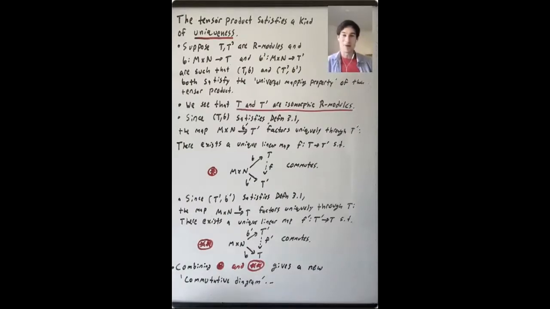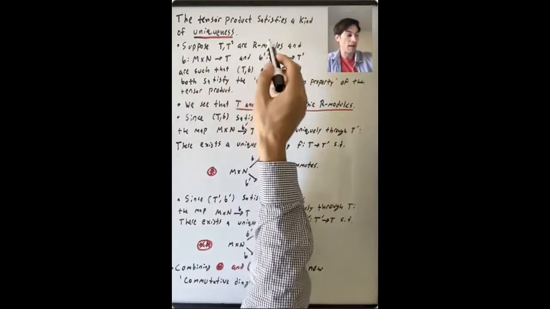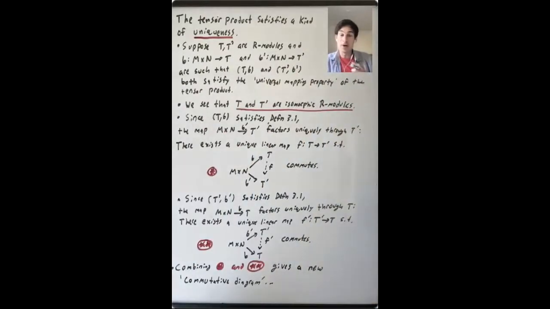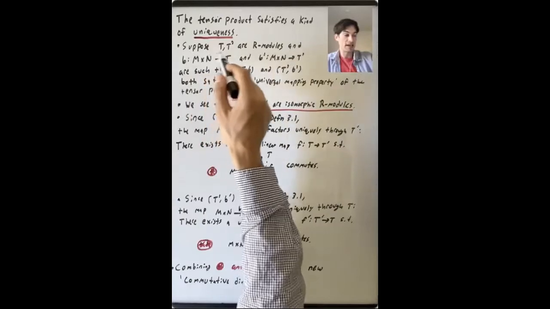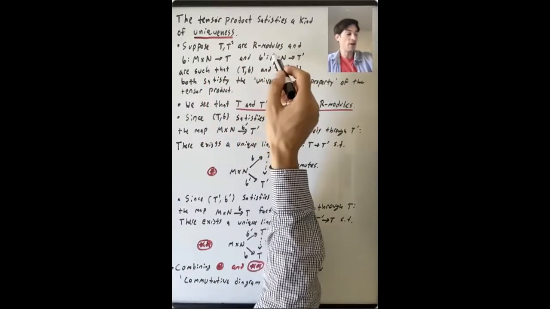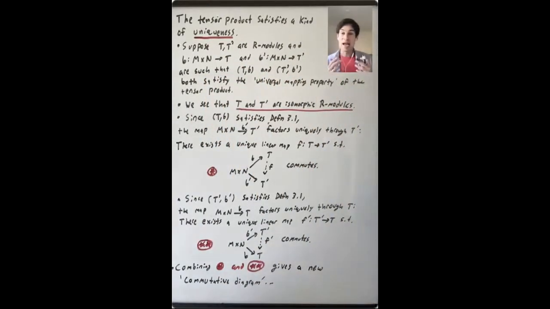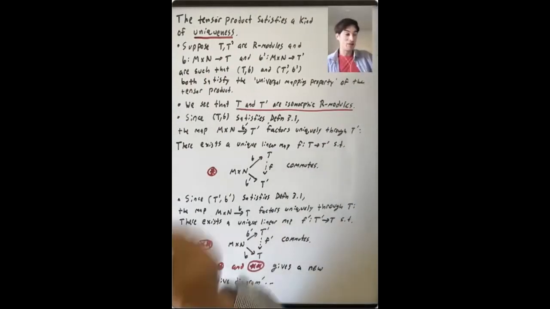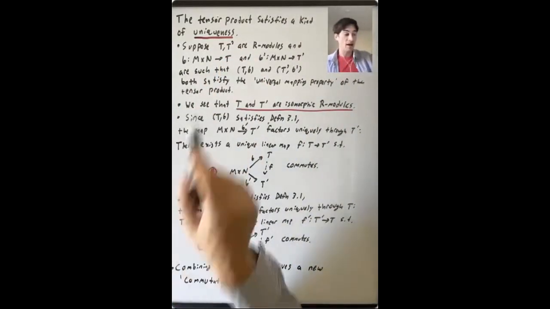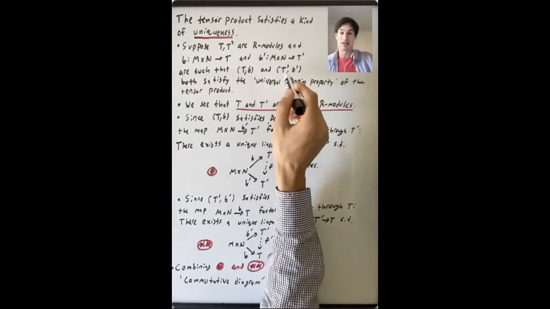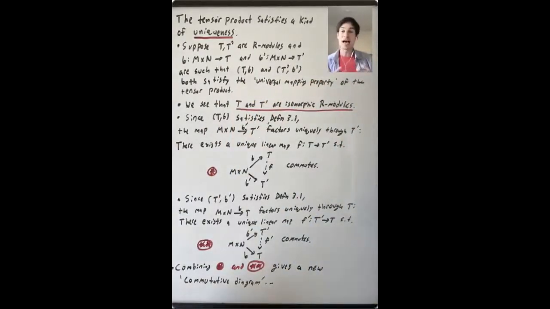We'll first talk about uniqueness of the tensor product. So let's suppose that we have T and T prime R modules together with one bilinear map for each, B from M cross N to T and B prime from M cross N to T prime. And these maps and these R modules will be such that the pair (T, B) and the pair (T prime, B prime) both satisfy the definition 3.1 that we gave earlier.